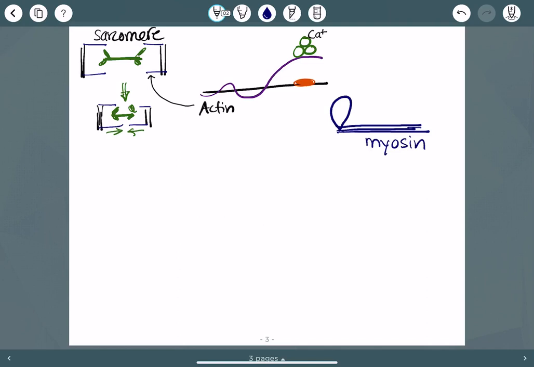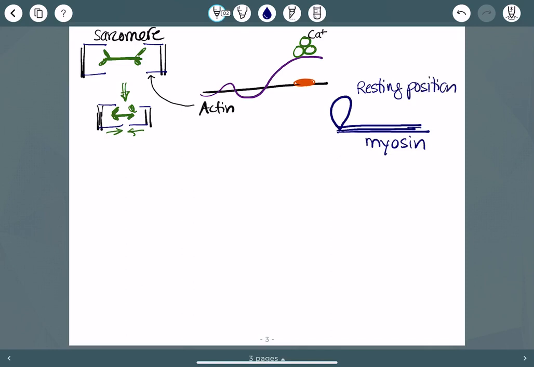So when the slingshot is just sitting there, not being pulled back by the shooter, the elastic of the slingshot doesn't have any stored energy to it. It's in its resting position. So this would be the description of the resting position of myosin.